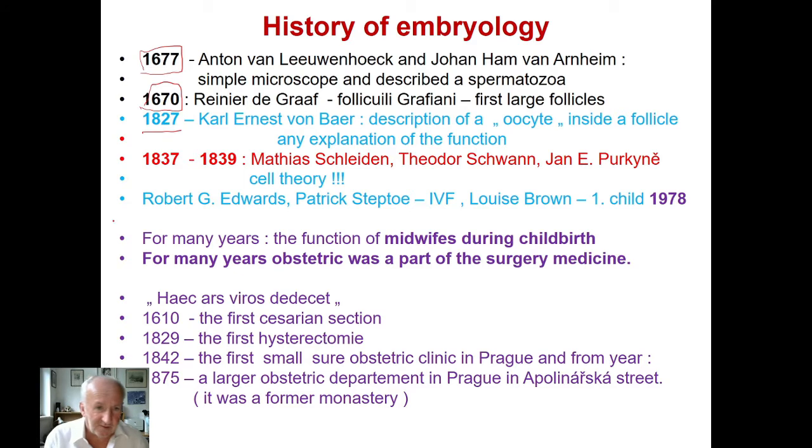In those years, three important gentlemen, Schleiden, Schwann, and Mr. Purkinje, gave the whole world the cell theory: that the human body and the bodies of organisms are built from cells. So of course an oocyte is a cell, and a very interesting cell is a spermatozoon.